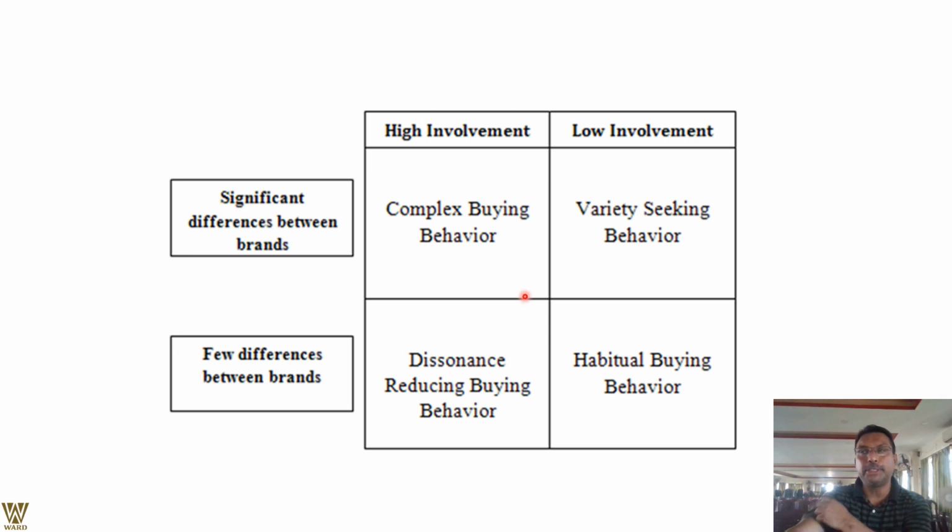Let's say they are purchasing an apartment or a villa. Perhaps we are talking about complex buying behavior. But what happens with high involvement but absolutely no differences? High involvement but absolutely no difference. That is a regular purchase, dissonance reducing buying behavior, as in the availability of locations, the vicinity of the consumer. So it is dissonance reducing buying behavior.